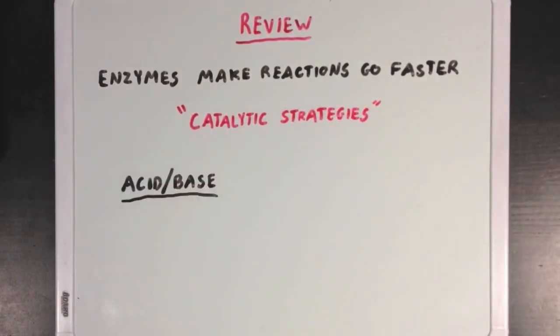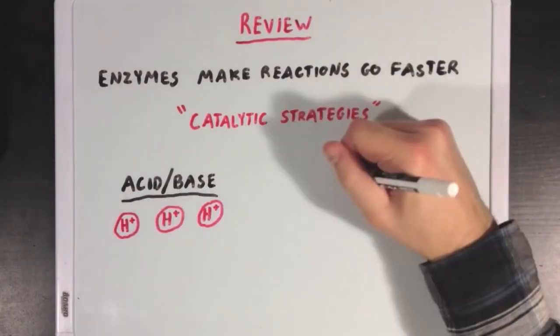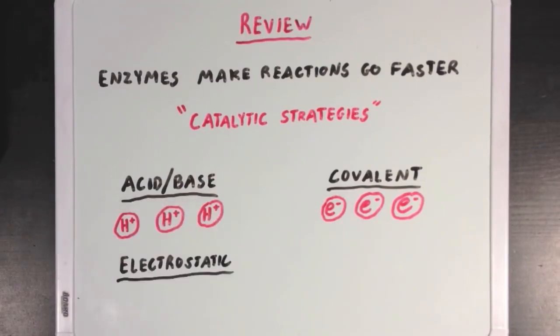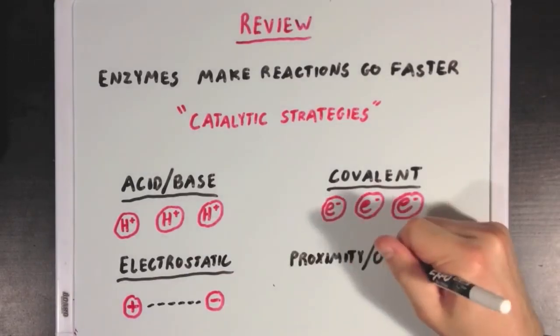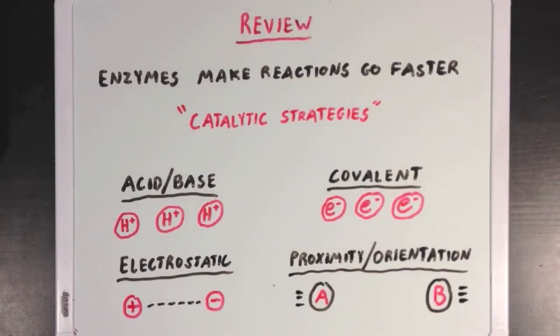catalysis, where enzymes use their acidic or basic properties to make reactions go faster by helping out with proton transfer. There's also covalent catalysis, where enzymes covalently bind a reacting molecule to help with electron transfer. There's electrostatic catalysis, where enzymes use charged molecules or metal ions to stabilize big positive or negative charges. And we also have proximity and orientation effects, where enzymes make collisions between reacting molecules happen a little more often.